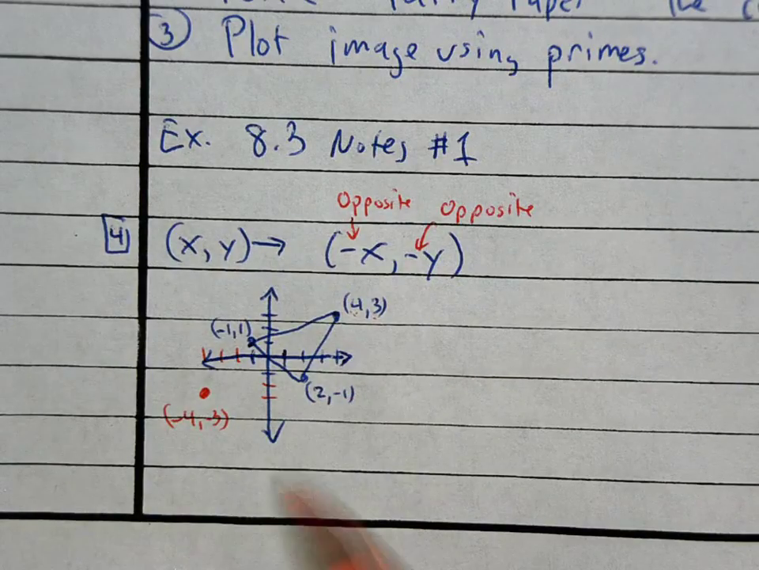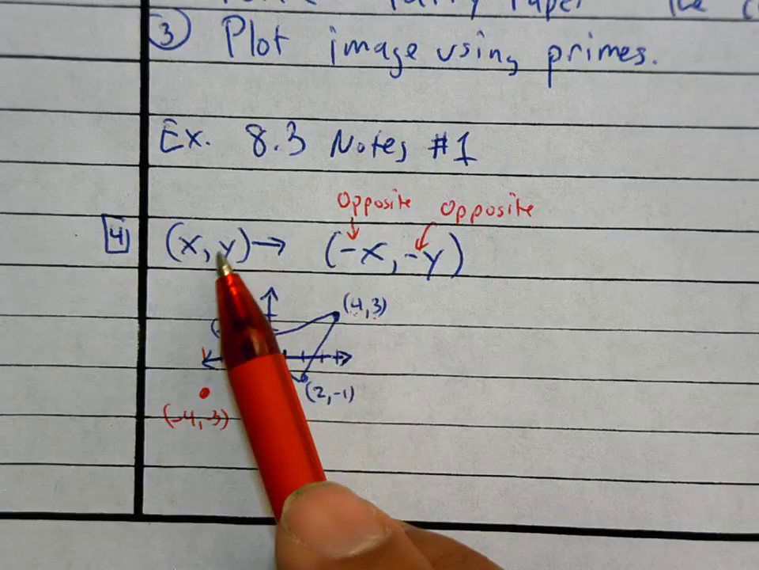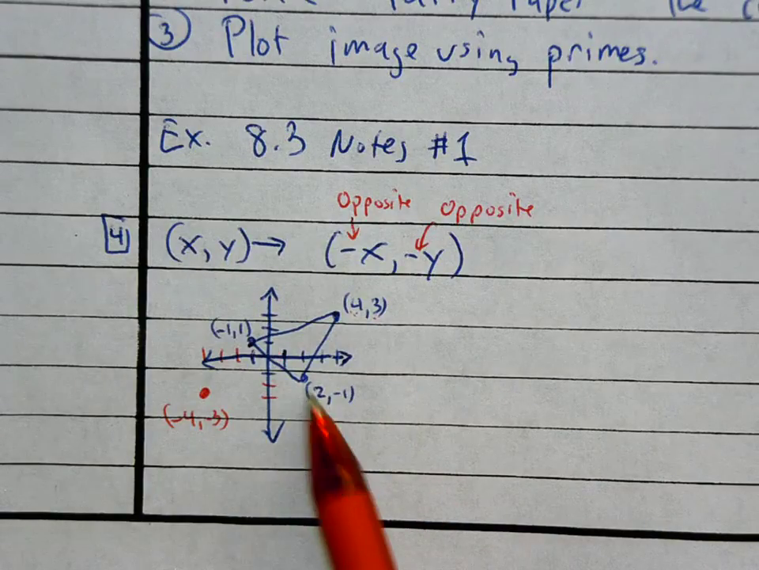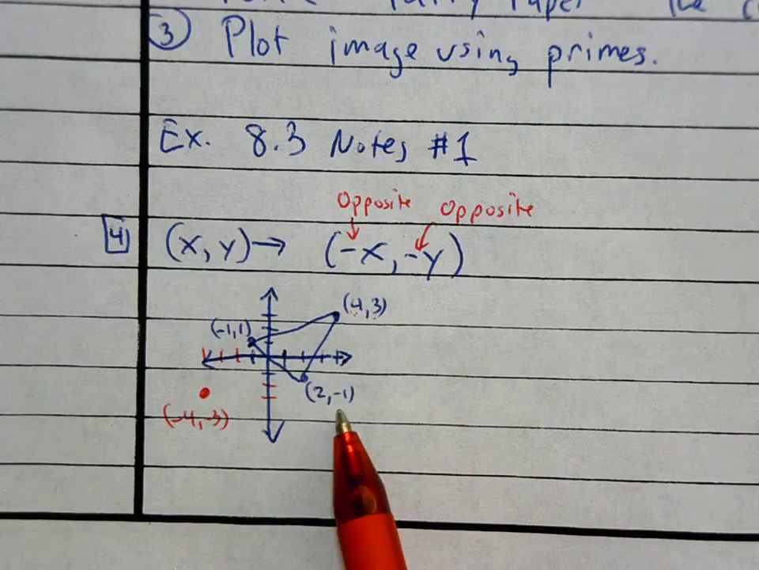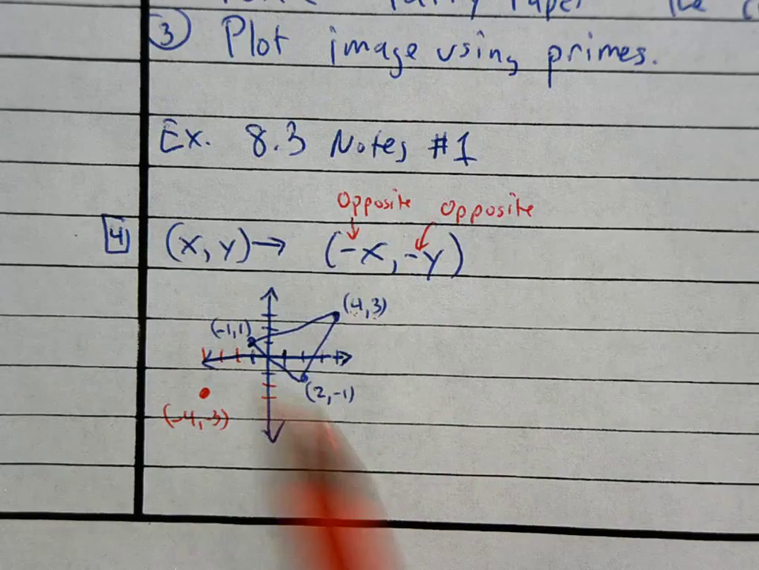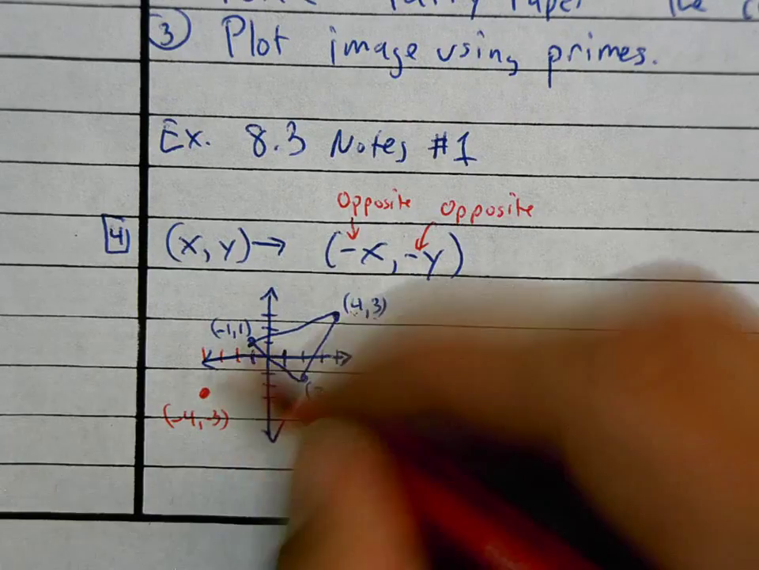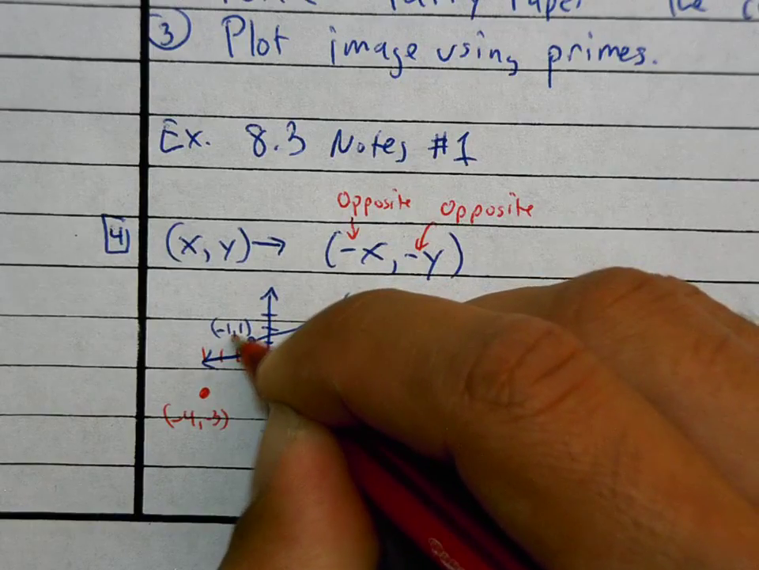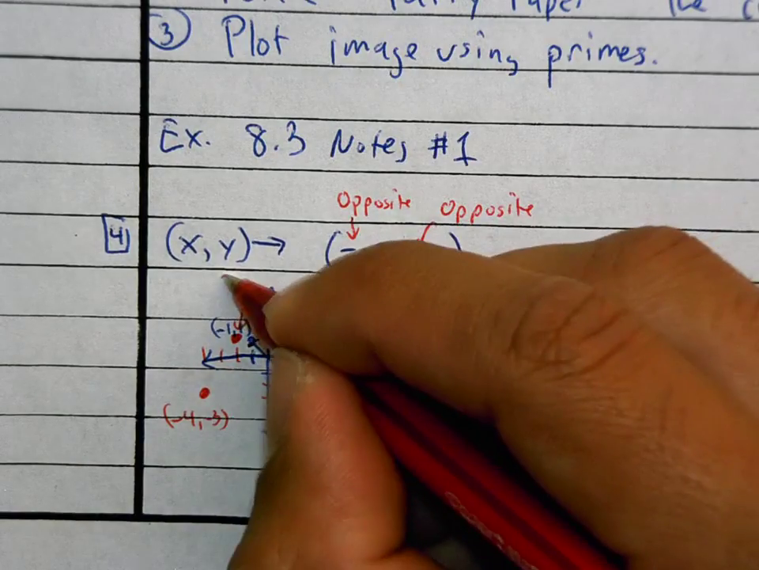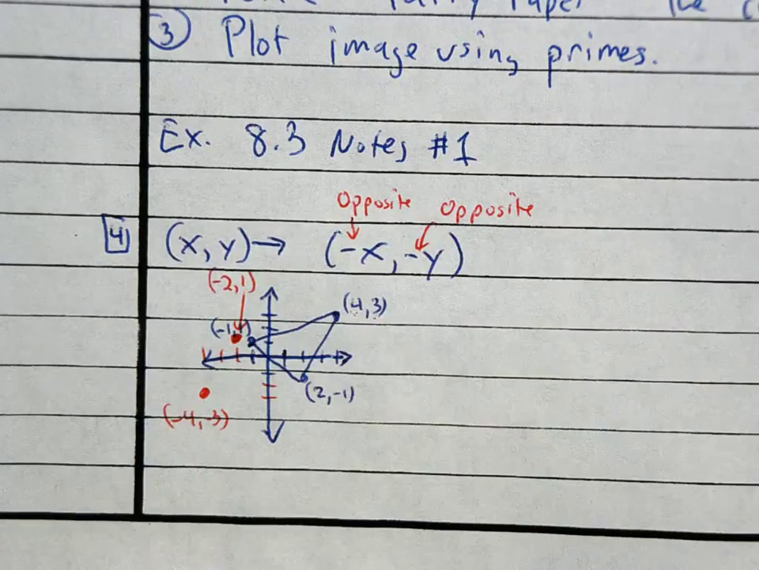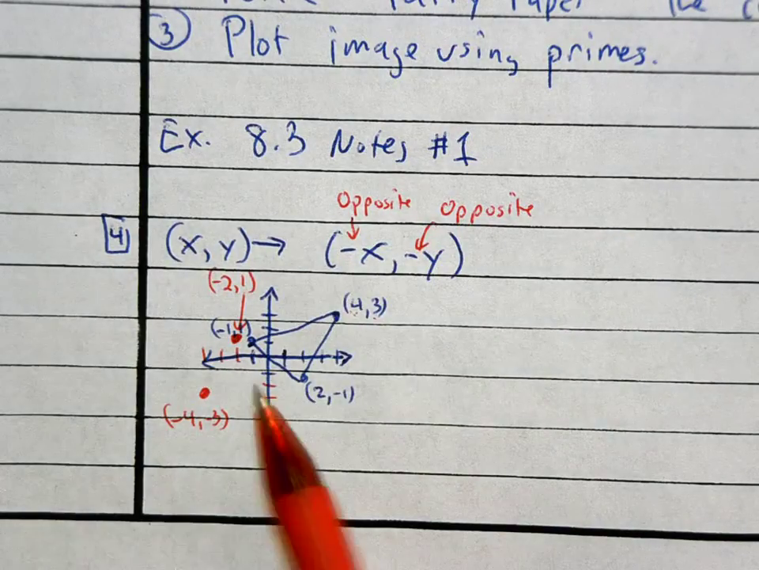Now, I have to do that for every xy. I have to take this (2, -1), and I have to make this x the opposite. What's the opposite of positive 2? -2. And then I have to do the opposite of -1. What's the opposite of -1? So I'm going (-2, +1), which is over here. And I'm going to put a little arrow because I ran out of room there. (-2, +1).